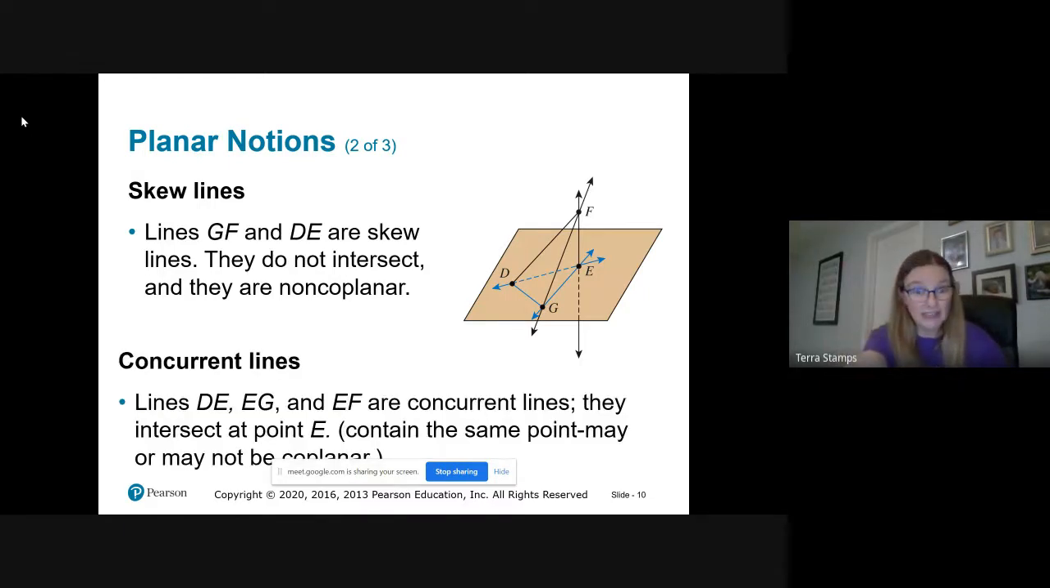Concurrent lines intersect at a point, so they contain the same point. They may or may not be coplanar. It depends on how many there are. If there are 3 lines, they may not be coplanar. If there's 2 lines that are concurrent, meaning they just share a point, they are automatically going to be coplanar because 2 lines determine a plane.